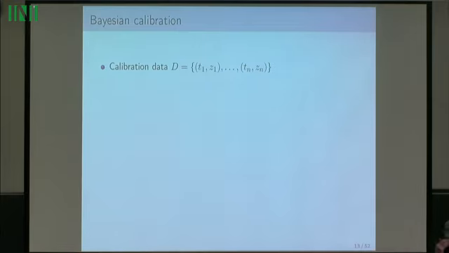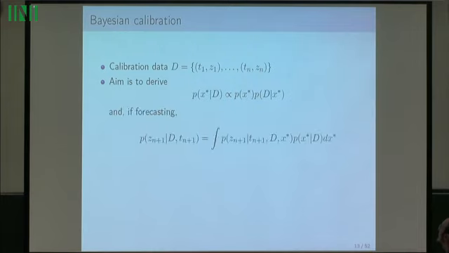Okay, so let's just recap. We've got our calibration data. So we've got these control inputs and we've got these observations in the physical system. And if we're thinking about this from a Bayesian perspective, we might want to derive a posterior distribution. And if we're forecasting, we might want to integrate out over our uncertainty in those calibration inputs and then run them through the model. Okay?